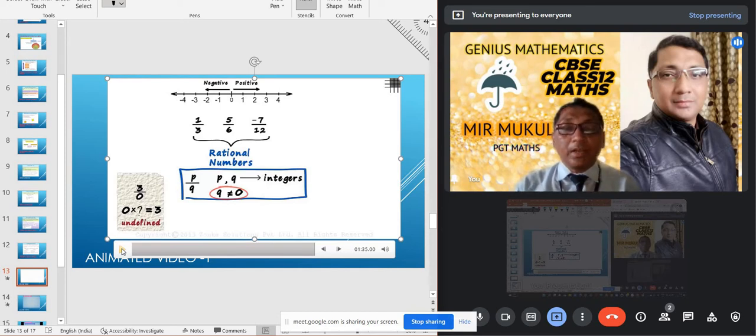So I hope you understood. It is clear visually. You have seen what type of number a rational number is. What is the definition of a rational number? A rational number is of the form p by q, where p and q are integers and q should not be equal to 0. If q equals 0, then that number will be undefined. We can't define that number.